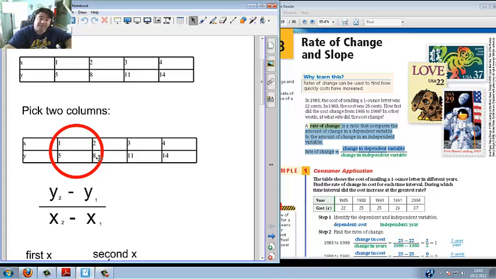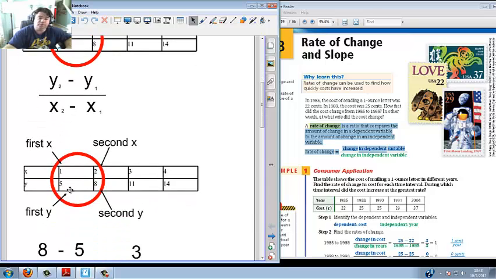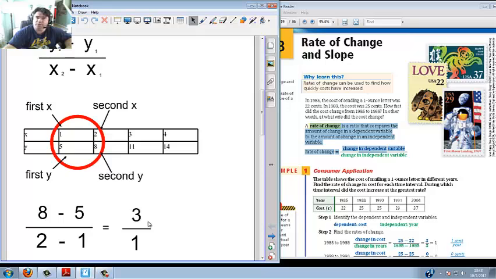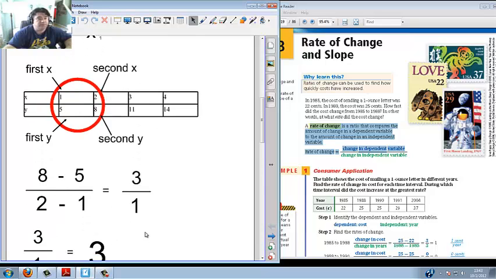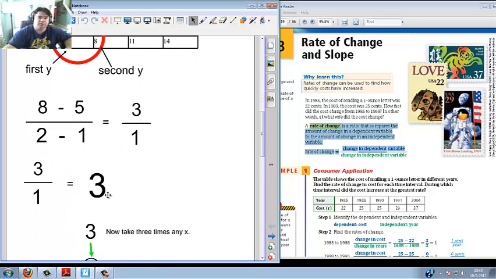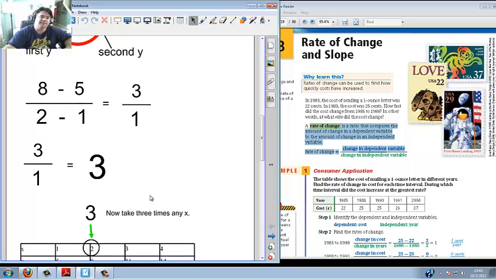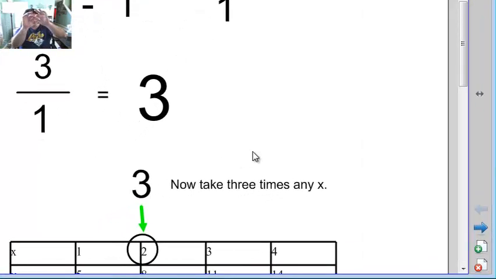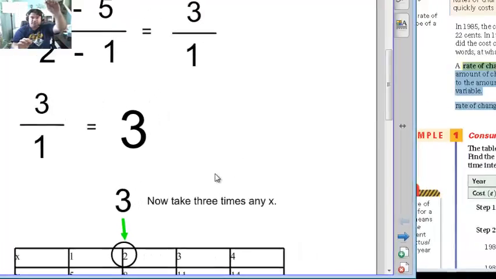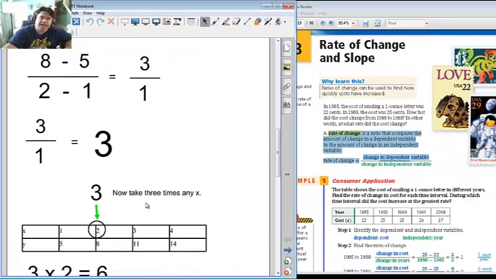Okay, so I take the second y minus the first y. 8 minus 5 over 2 minus 1. So 8 minus 5 is 3. 2 minus 1 is 1. 3 over 1 is 3. So what I've basically done there is identified between these 2 points that I'm rising 3 for every one I'm running over. Whether it's just up 3 over 1 or up 30 over 10, it's still a slope of 3 either way.